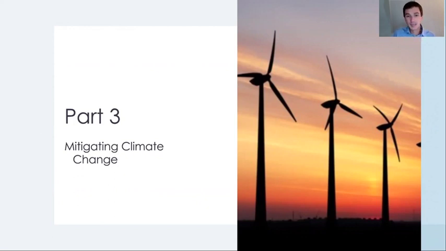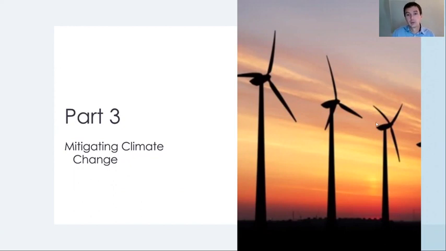So when we think about mitigating climate change, our question is, how do we slow or reverse climate change? If we think back to the root cause of climate change, it's the excess of greenhouse gases in the atmosphere since the start of the Industrial Revolution. So if we can stop putting greenhouse gases into the atmosphere and remove the ones that are already there, or at least the excess that's already there, that's mitigating climate change. That's what we're aiming to do.